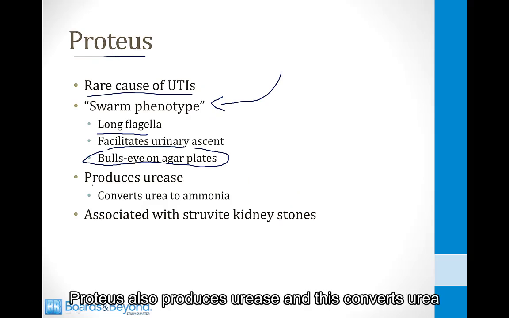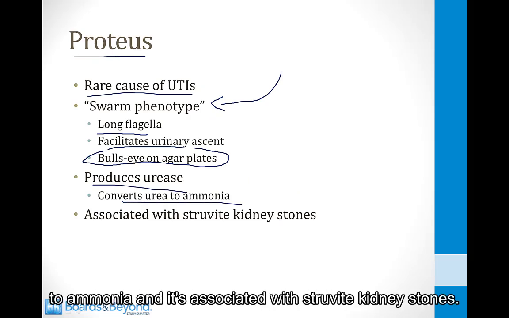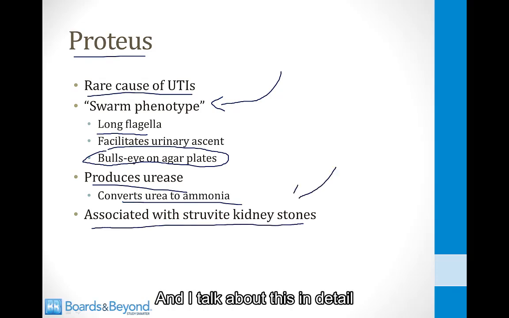Proteus also produces urease, and this converts urea to ammonia, and it's associated with struvite kidney stones. And I talk about this in detail in the renal module on kidney stones.